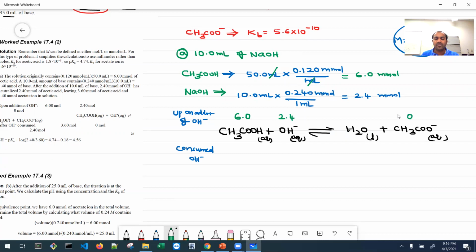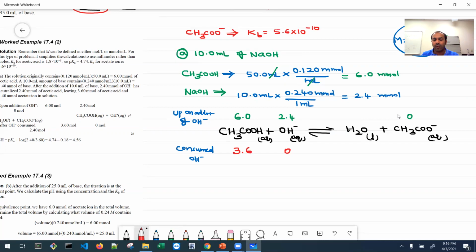And now after OH minus is consumed by the acid, some of the acid will be converted into acetate ion. So here we have to do 6.0 minus 2.4, which is 3.6. And this is consumed, so it becomes 0. And here, this is like a 1-to-1 relation, right?